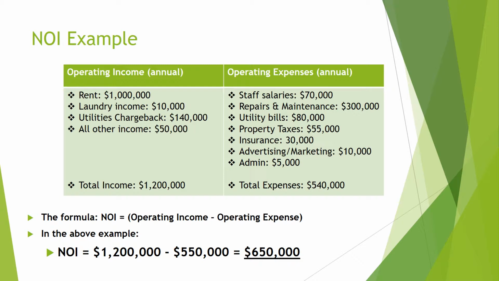On the operating expenses, and these are all made up numbers, right, just for the sake of the example. So let's say we pay $70,000 in salaries and $300,000 in repairs and maintenance, another $80,000 for the utility bills, and property taxes is another $55,000. Insurance at $30,000, advertising at $10,000, and admin at $5,000. That total expense comes to $540,000. So when we use our formula of operating income less operating expenses, what we get is $1.2 million less $550,000. So this specific example property is going to have an NOI, net operating income, of $650,000.